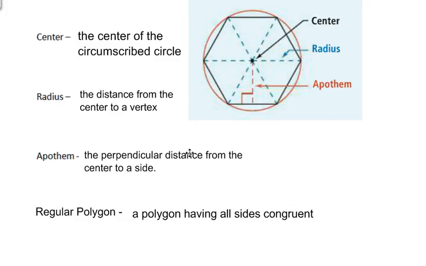So again, they're labeled very clearly in this diagram, and it shows you that the center is that center part. The radius goes from the center to a vertex, and the apothem goes from the center to, and is perpendicular to, the middle of one of those sides. It actually helps form right triangles, and that's going to help you as we go on.